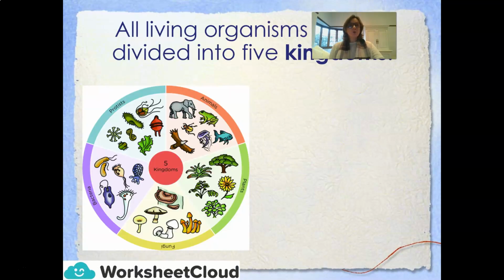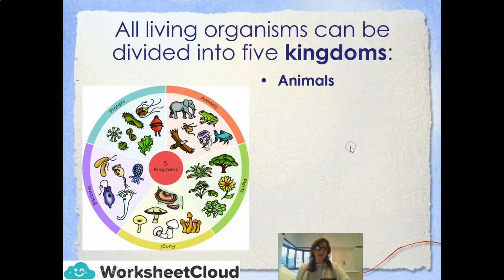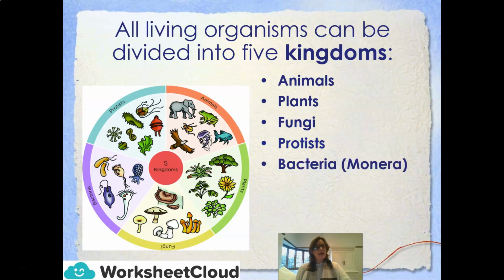Now, all living organisms can be divided into 5 kingdoms. We have the animal kingdom, the plant kingdom, and these are the kingdoms that we look at in great detail in grade 7. We also have the kingdom of fungi, protists, and bacteria. They are also known as monera, and here you can see the 5 kingdoms: the animals, the plants, the fungi, the bacteria, and the protists.